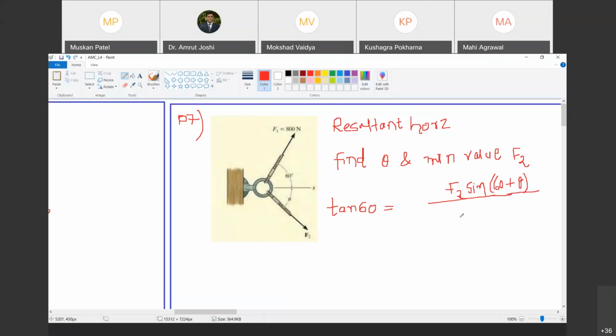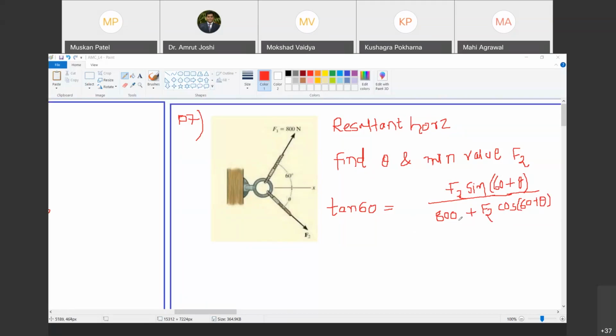हाँ. And then 800 plus F2 cos 60 plus theta. ये इक्वेशन हमारे पास है. Do you agree with me? Yes, sir. हाँ. अब एक काम करो, we will now collect all the terms of F2. Are you with me? We will collect all the terms of F2.